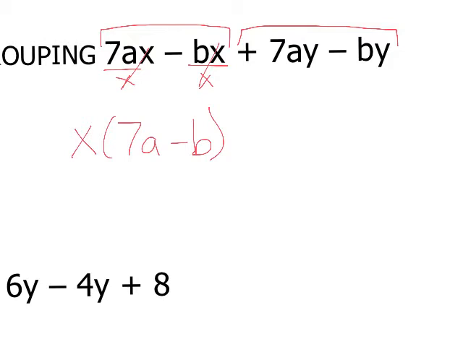Stop me if I go too fast, okay? We okay on the first half? Yeah. Okay. Second half, what does 7ay and negative by have in common? Y. Is it positive y or negative y? It's positive y. So I'm going to do plus y. And then bring my y out of both of those. Divide my y out of both of those. So 7ay divided by y is 7a. And negative by divided by y is negative b or minus b.